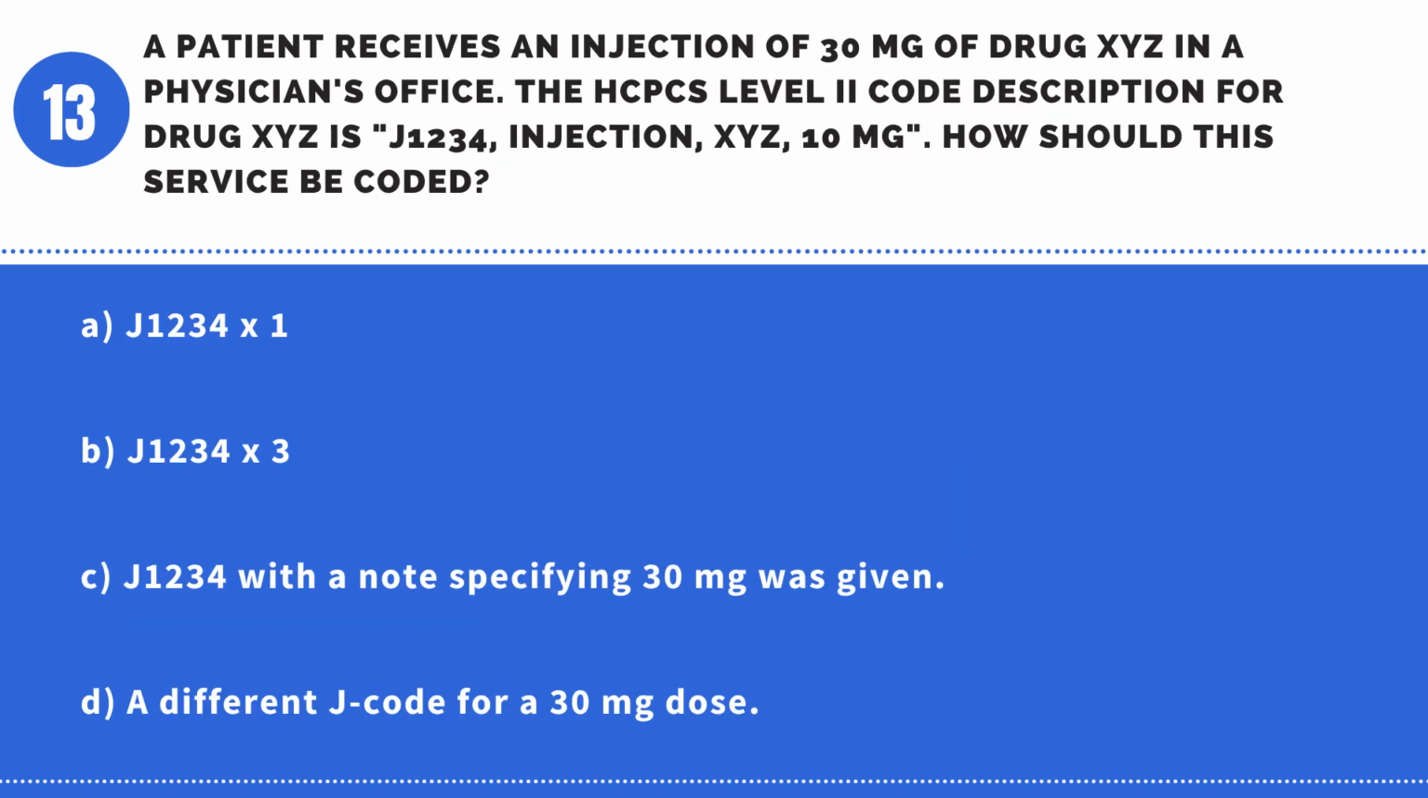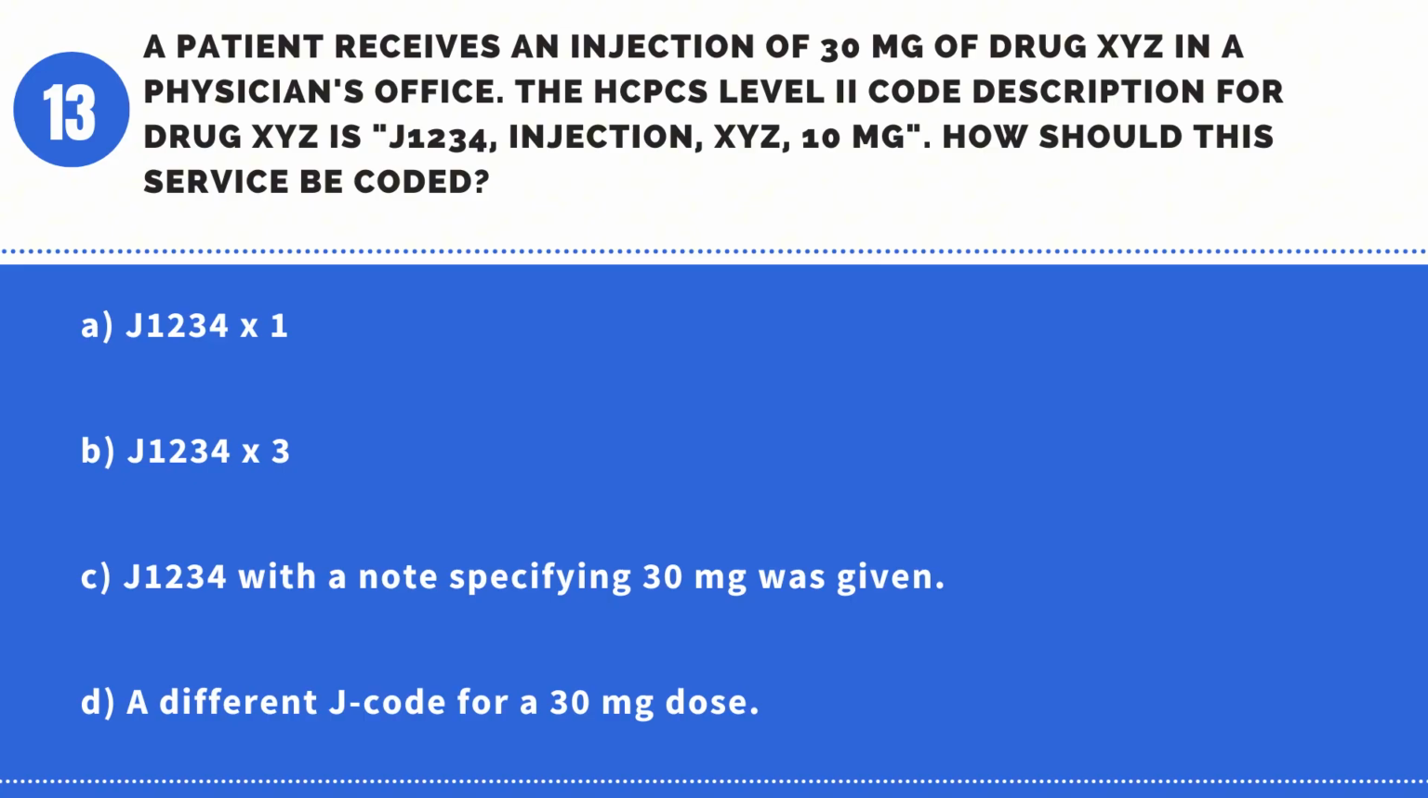Question 13. A patient receives an injection of 30 mg of drug XYZ in a physician's office. The HCPCS Level 2 code description for drug XYZ is J1234, injection, XYZ, 10 mg. How should this service be coded? A. J1234X1. B.